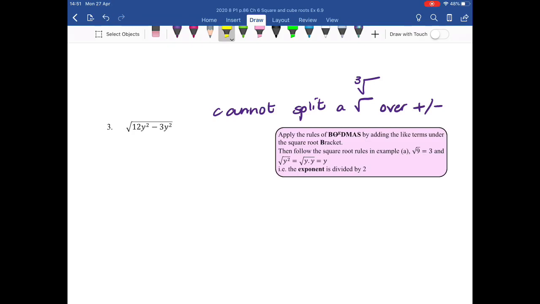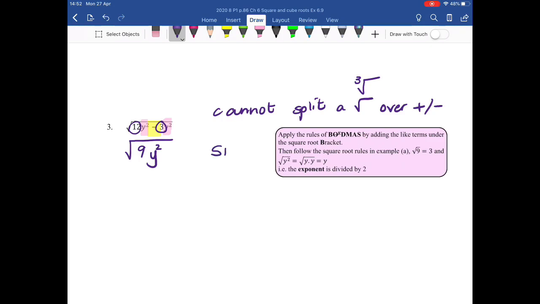Right, so the next thing we have to look at, how many terms do I have under the square root? Well, I have 2. Then we say to ourselves, are they like terms? Yes, they are like terms because that's a y squared, that's a y squared. So when I'm adding or subtracting in algebra, I write down the family name, which is y squared, and I say 12 minus 3 is 9. So now I have to find the square root of 9y squared.